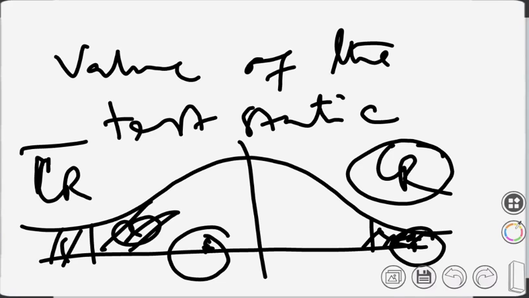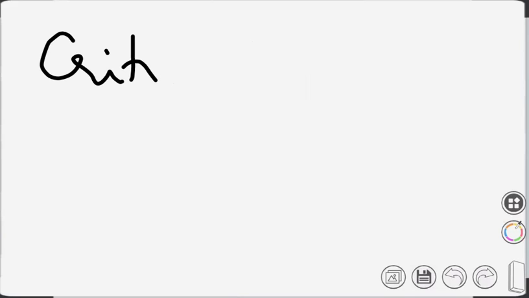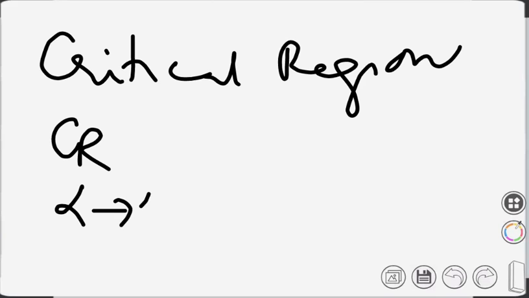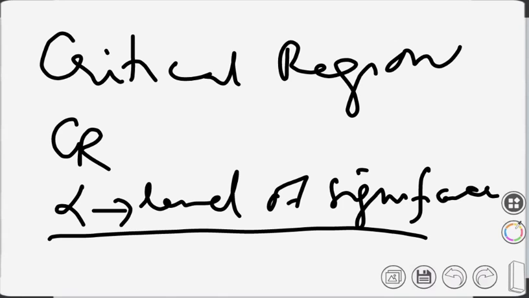We will discuss this elaborately. This is the new terminology that we are defining, called critical region, and I will denote critical region as CR. Now what is critical region? We have defined what is called level of significance; alpha is the level of significance. So let's define critical region. Critical region is that region in the graph which corresponds to the level of significance.